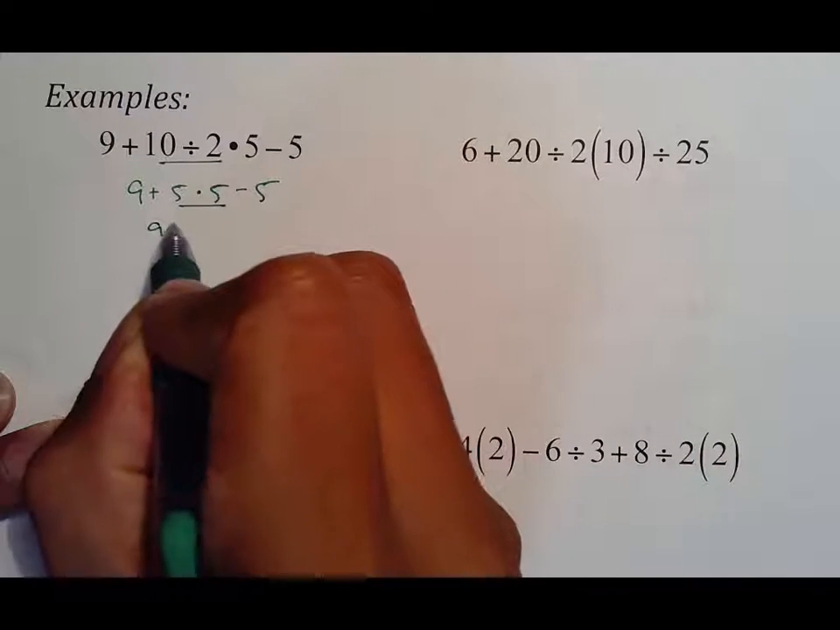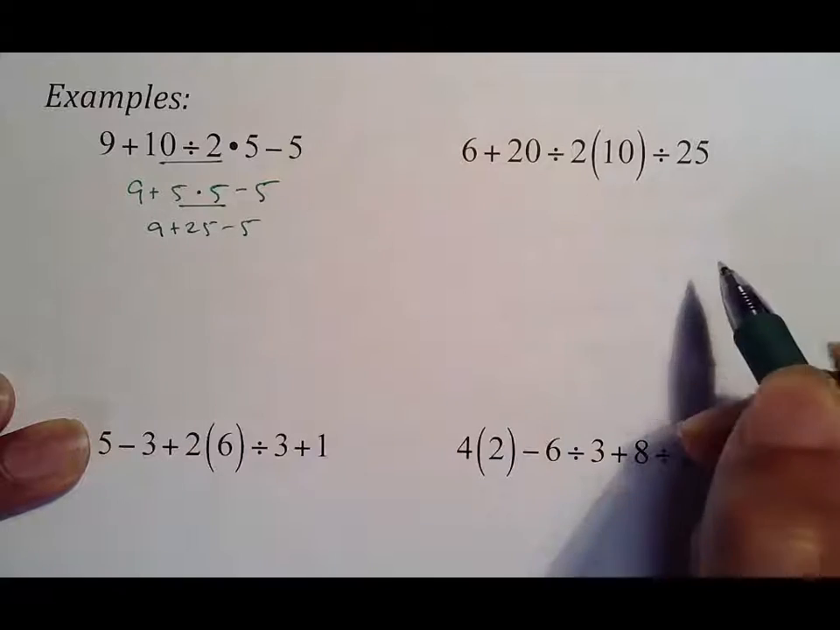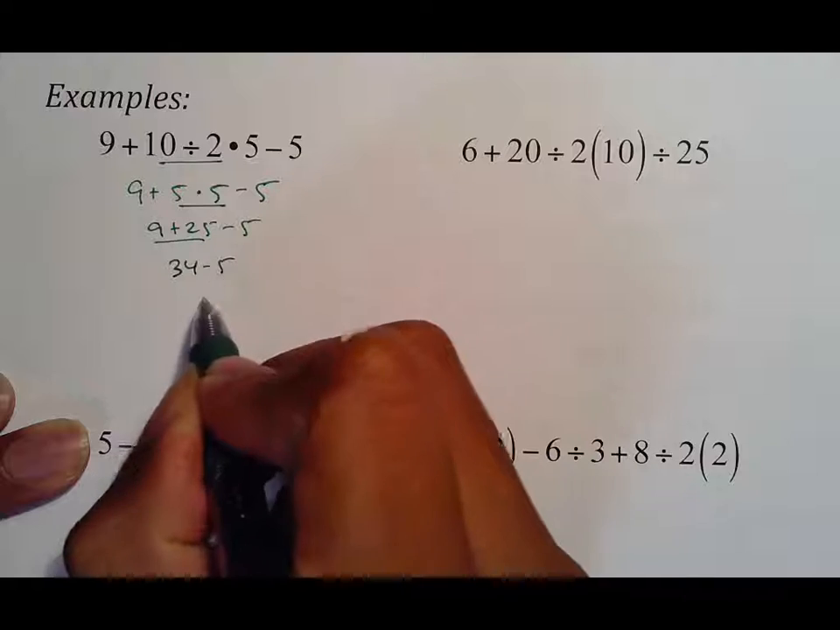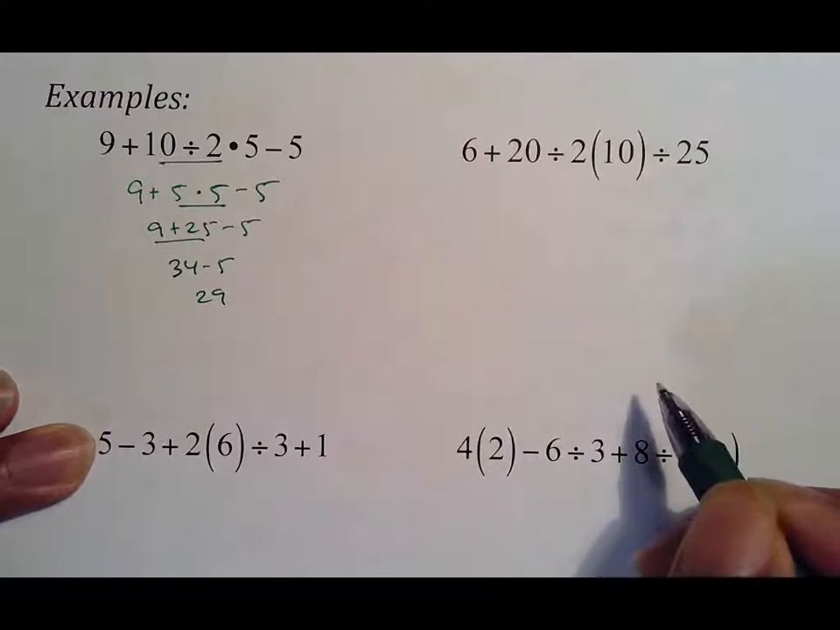Yes, there is. 9 plus 25 minus 5. No more teachers. Feed the first student. 34 minus 5, which is 29.